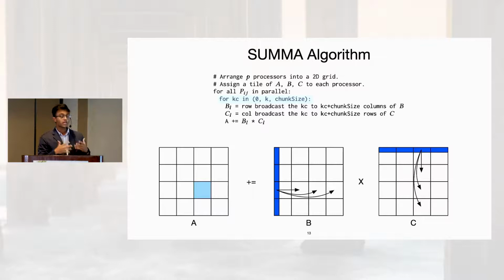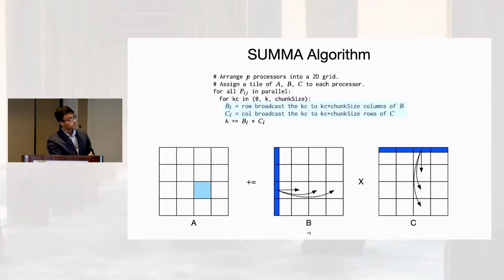Now the way the communication is going to happen here is, in our processor grid, the processors that own the current chunk of vectors from B are going to broadcast that chunk of vectors across their row in the processor grid. And the processors that currently own the chunks of row vectors of C are going to broadcast those down their column in the processor grid.